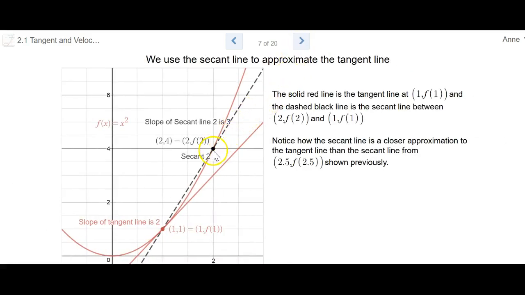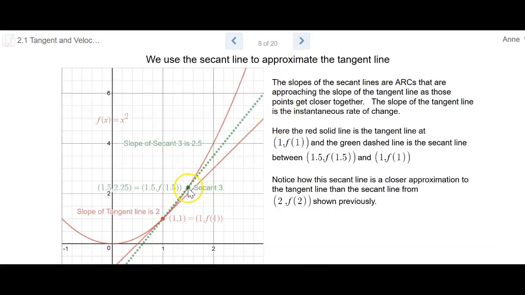Now I have another point that's closer to 1, 1. So now it's at 2, f of 2. And if we figure out the slope of this secant line, we're going to see it's 3. So it's gotten a little bit closer from 3.5 to 3. Now my secant line goes from the point 1.5, f of 1.5, to 1, 1. So figuring out the slope of this green dotted secant line, it's 2.5. So now we're a little closer to that slope of 2.